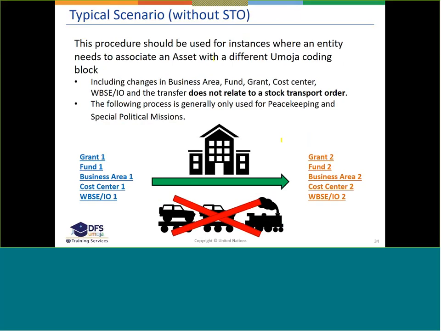So another typical scenario that you have is without STO. So if an asset requires a change in the account assignment, but there is no transfer, so we are not sending the asset from one place to another. For example, it happened in Minusta, no? When they were changing from Minusta to Minojust, the assets of the mission were transferred from one coding block to another one. So then there is also a transfer, but in this case there will not be an STO.